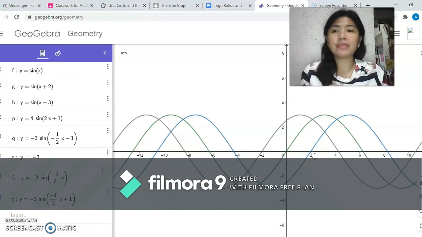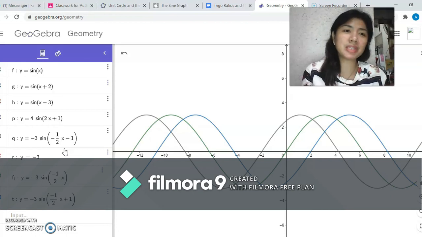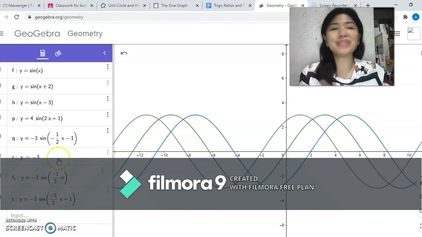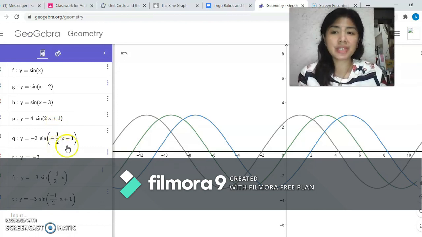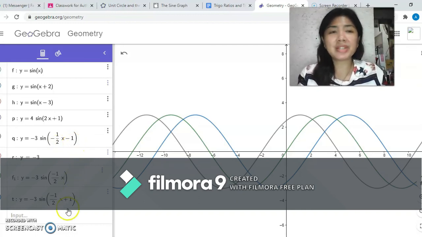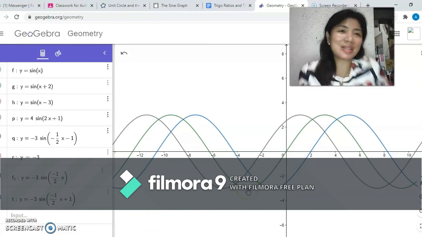Again, if your B is positive, then the shifting is somehow opposite. If you have negative C, then it goes to the right, and if positive C, it goes to the left. But if your B has a negative value like this one, negative 1/2, then for negative C, it shifts to the left, and for positive C, it shifts to the right side. So that's it. It's so amazing.